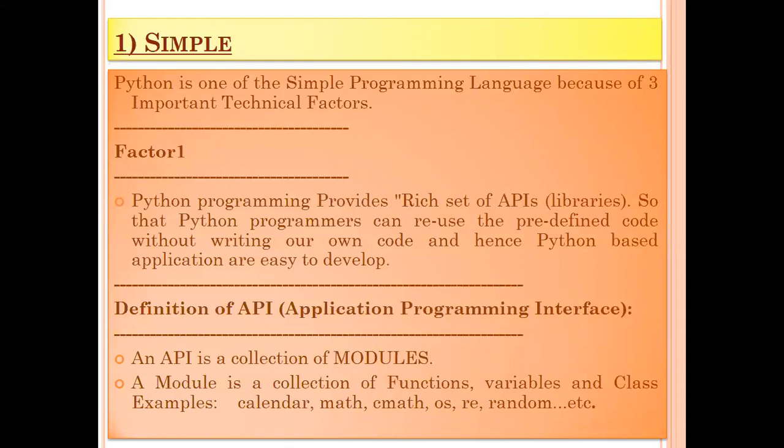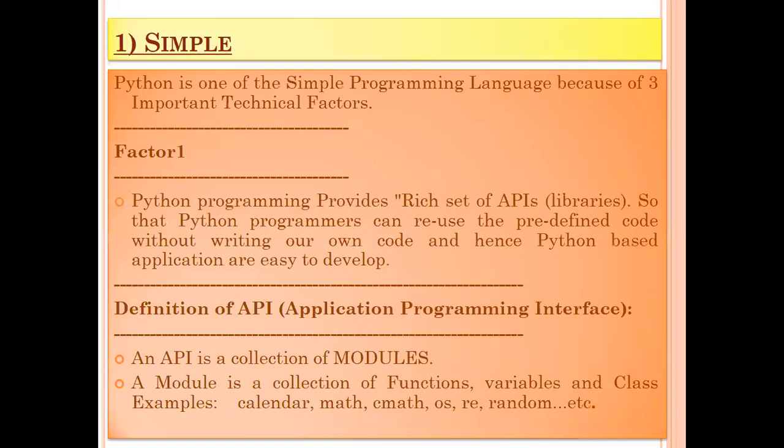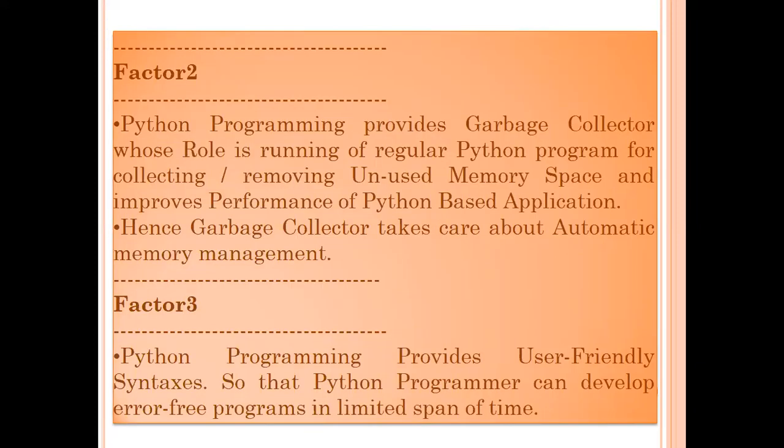How is it simple? Because of its rich set of APIs. What is an API? An API is a module, and a module is a collection of functions, variables, and classes. The second factor for being simple is its garbage collector. What does it do? It removes the unused memory space and improves the performance of Python-based applications. The third factor for being simple is its user-friendly syntax. What are syntaxes, students? I've told you. Tell me. They are the kind of formulas in the language.